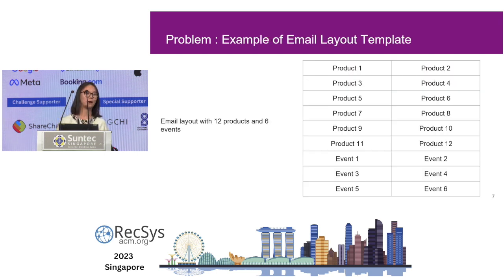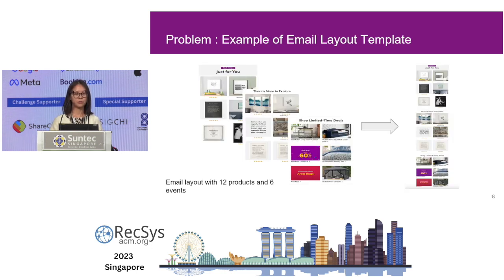Before I go on, it could be helpful to show this visual, which explains what an email layout template could look like. In this case, we have an email layout that allows us to showcase 12 products and 6 marketing events in an email. The table on the right shows the relative placement of each product or event. So for these 12 products and 6 events on the left-hand side, we compose them with an email template to get the eventual email on the right-hand side.